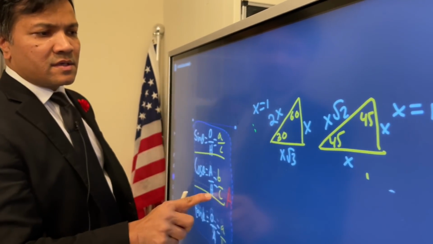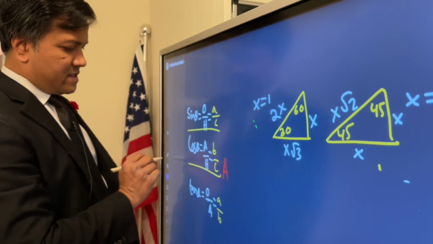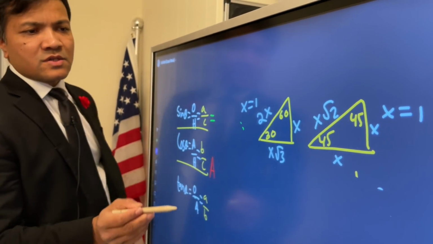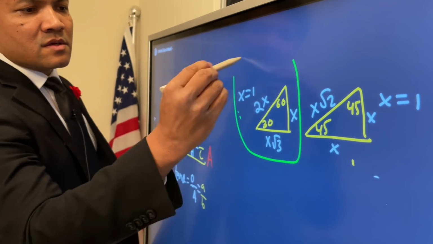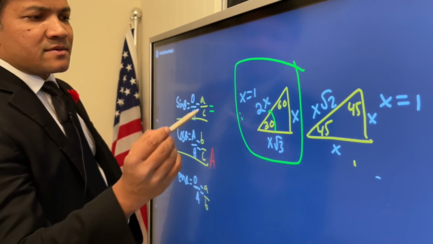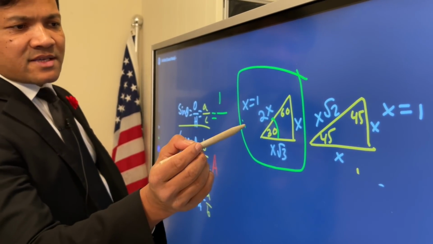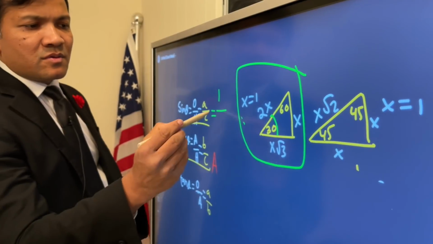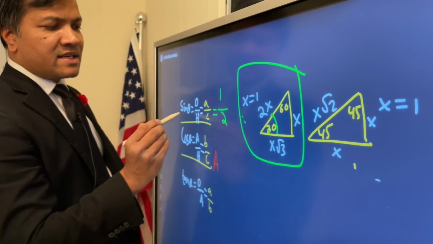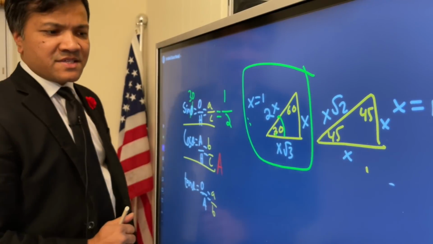All right, good. Now what is A? Our opposite. So we're going to first use this one. The opposite with respect to 30 is x. What is x? 1. And what is the hypotenuse? The hypotenuse is 2x, so 2x times 1 is 2, so 1 over 2. So sine of what degree is 1 over 2? Sine 30 degree. Sine 30 degree is 1 over 2. You're going to see magic in a second.